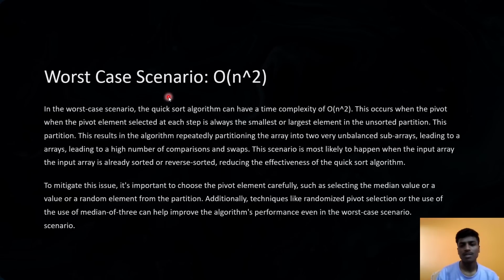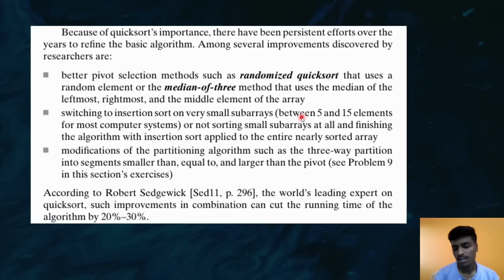So the worst case is O(n²). This occurs when the pivot element selected at each step is always the smallest or the largest element in the unsorted partition. At that time the worst case scenario will be O(n²). So quicksort exactly depends on the pivot element.